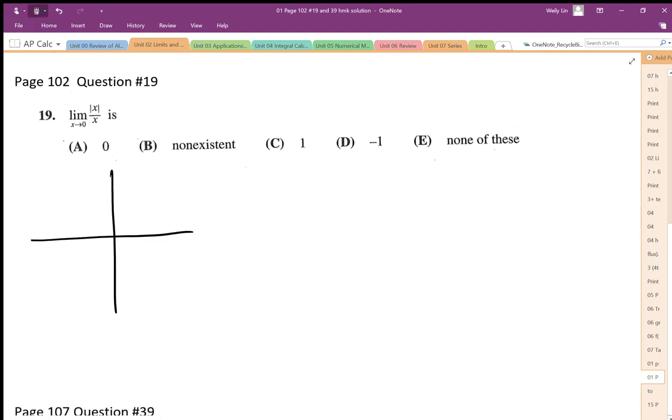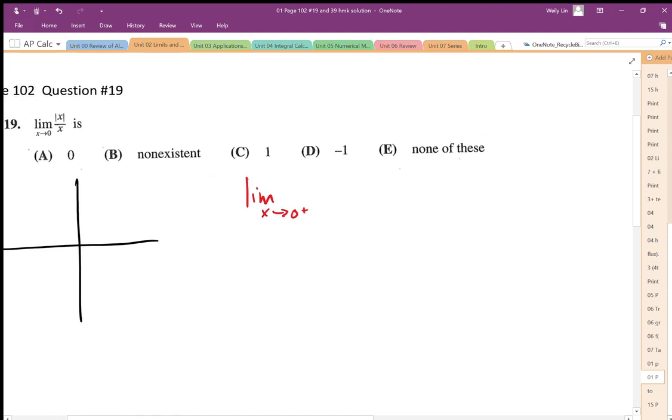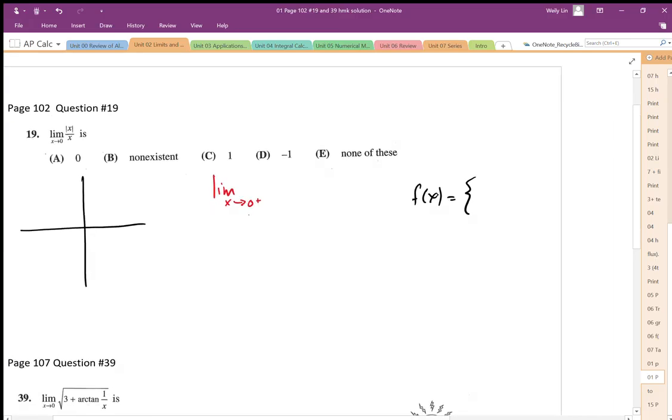So if I want to do the limit as x approaches 0 from the positive side, we really need to be able to write this as a piecewise function. So f of x is going to be equal to, well, there's a positive section to this and a negative section. If it's on the positive side, the numerator does not change, so we keep it as x over x, and that's going to be equal to 1. And this will be when x is positive.